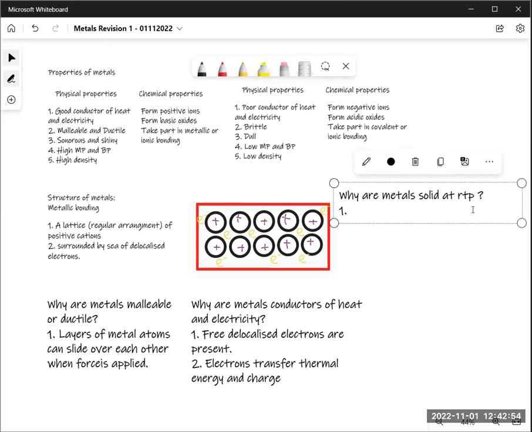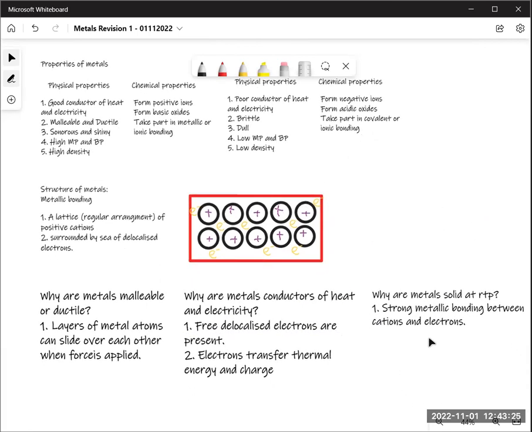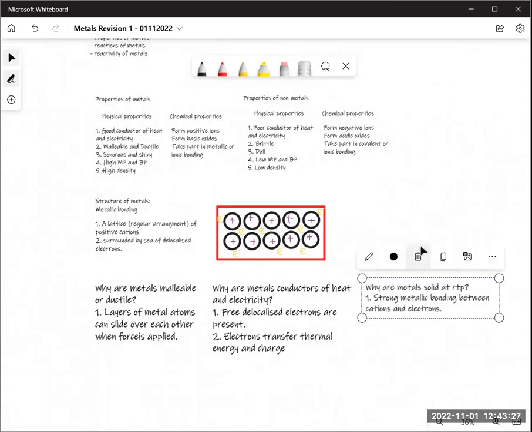Now they won't ask you this. They'll just ask you why metals are solid at room temperature. At IGCSE, all of that comes in class 11. Now why are metals solid? Because of strong metallic bonding between cations and electrons. That's it. That's an additional one which is not in your book, but they do ask you this in the exam. This is actually in chapter 3.